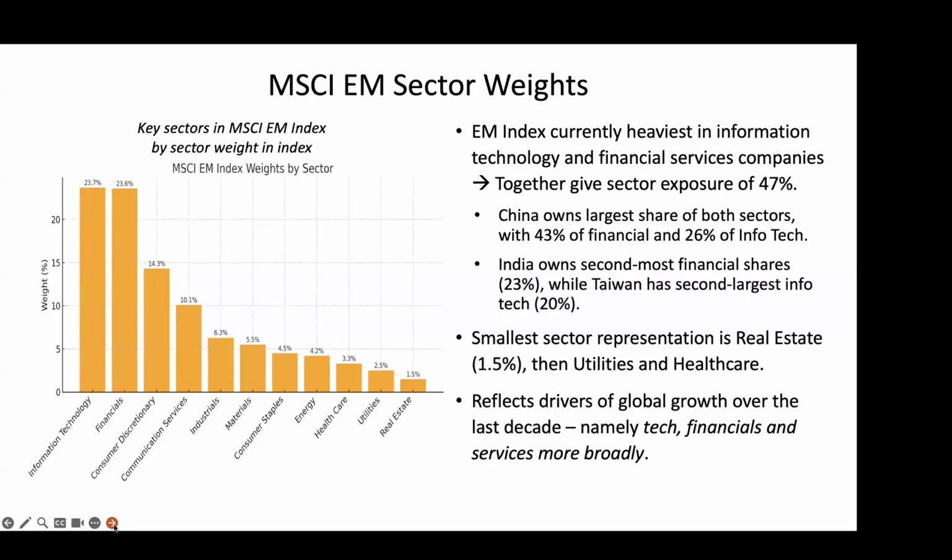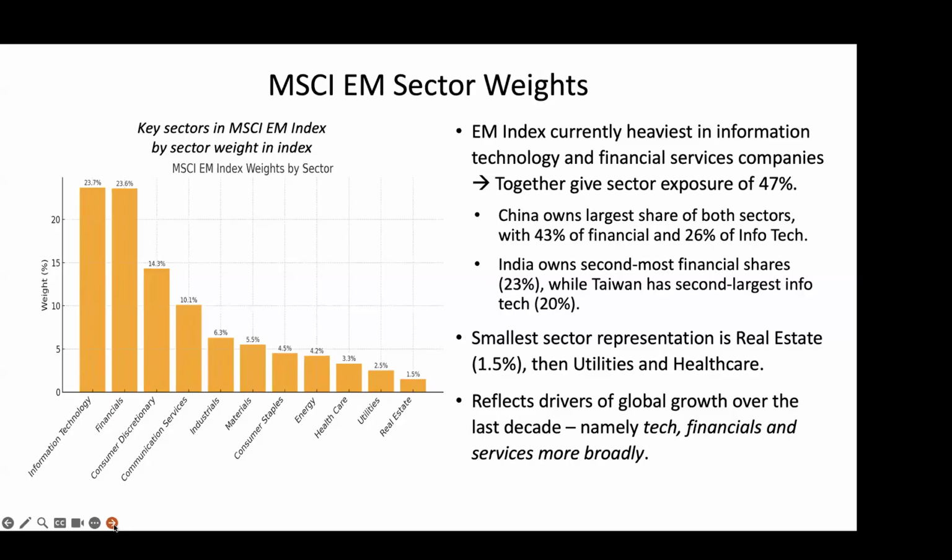China is dominant. So China owns the largest share of both sectors. So China is 43% of your financial exposure and 26% of your IT exposure. India is the second highest, accounts for the second highest share of financials, and we'll get to the actual companies, but it's banks that are important. And Taiwan, of course, TSMC is dominant, is the second most dominant in IT.